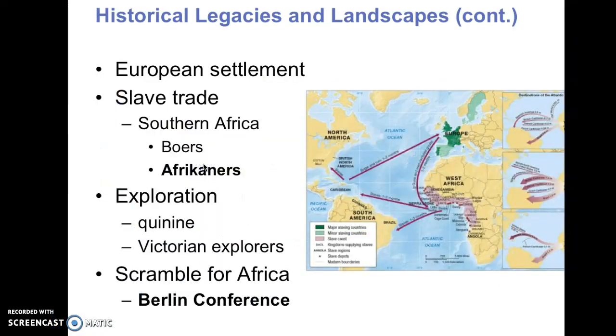World Regions, Geography, Sub-Saharan Africa, Part 3. We're continuing with the historical legacies and landscapes.